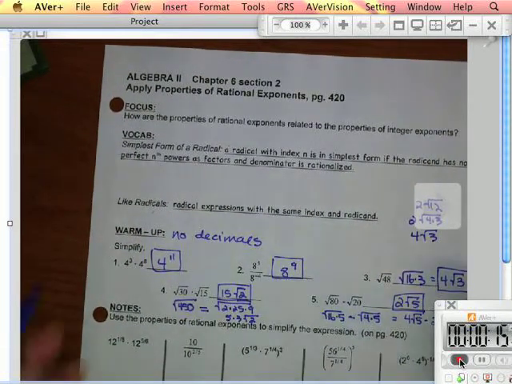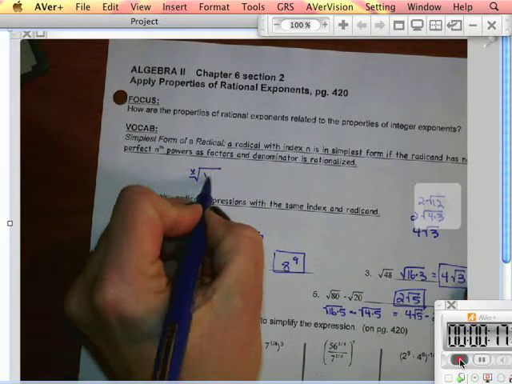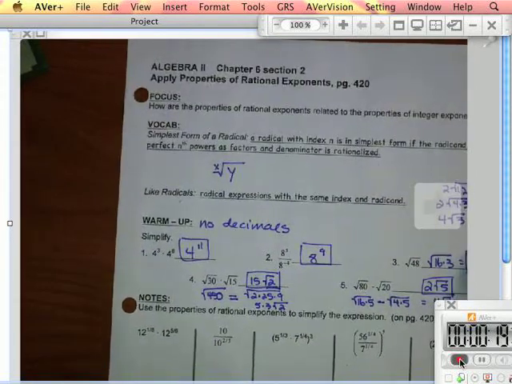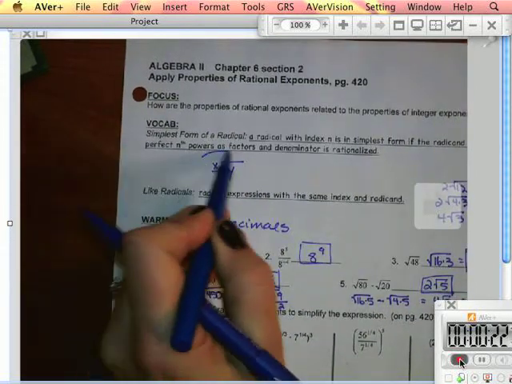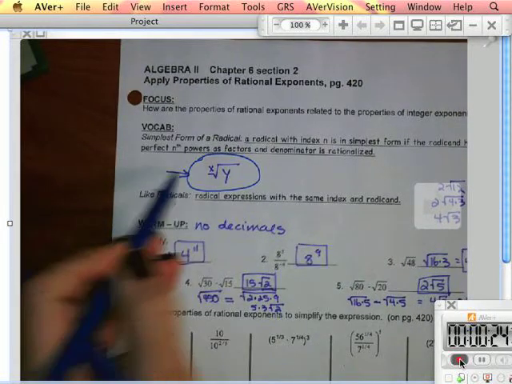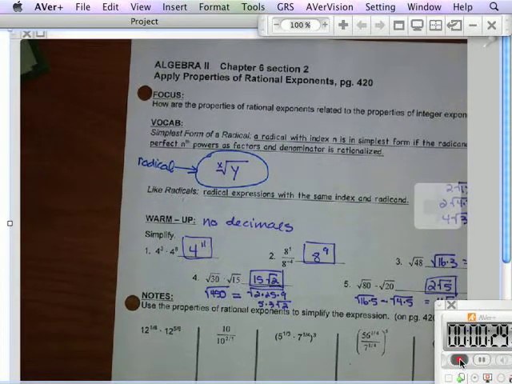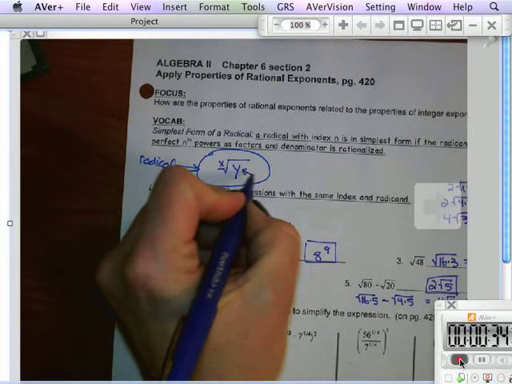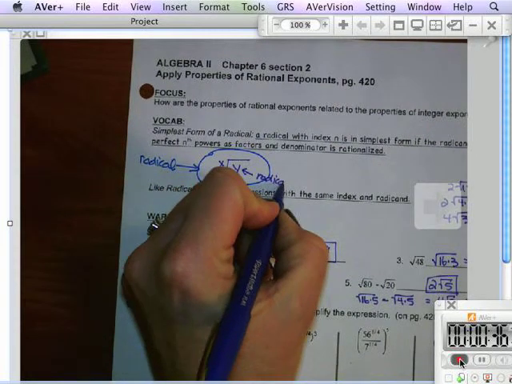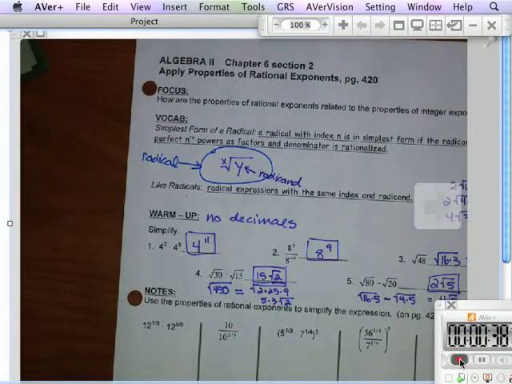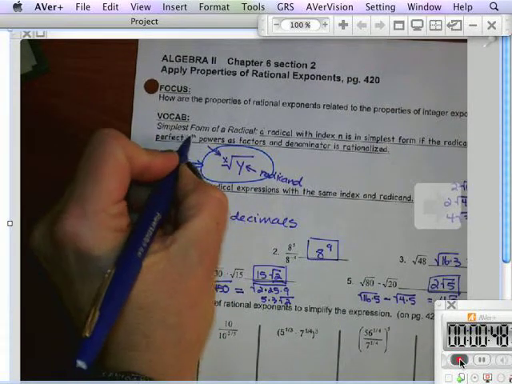So let's say you have this. The whole thing is called a radical. What's underneath it, the y, is called the radicand. And then hopefully you all remember what the x is called from yesterday. The index. That's called the index. Okay?